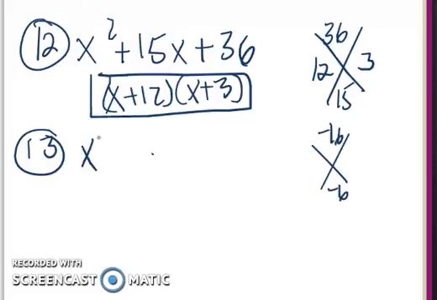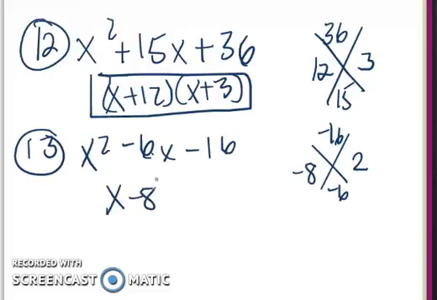Okay, so this next one, 13, is x squared minus 6x minus 16. Make sure you include the negatives in there. So two numbers that multiply to a negative 16 but add to a negative 6. Okay, so I got to be thinking negative 8 and 2 have to be my two numbers that do that. So we get x minus 8 and x plus 2.